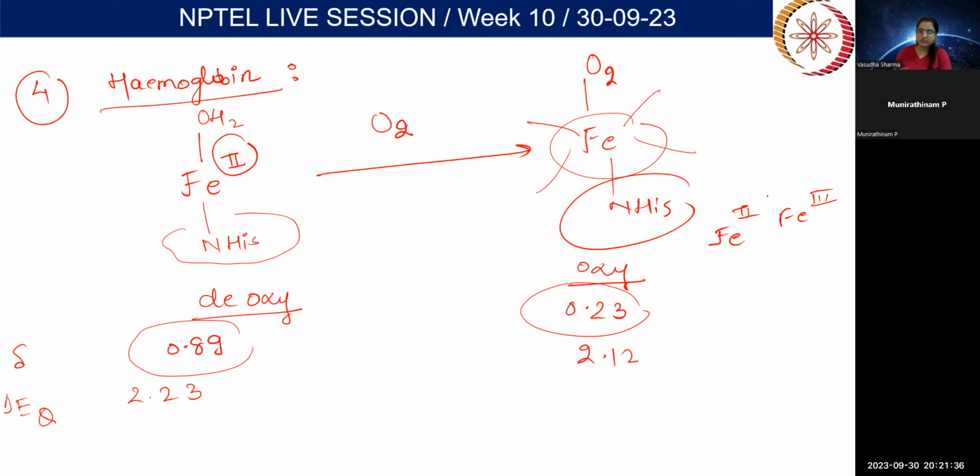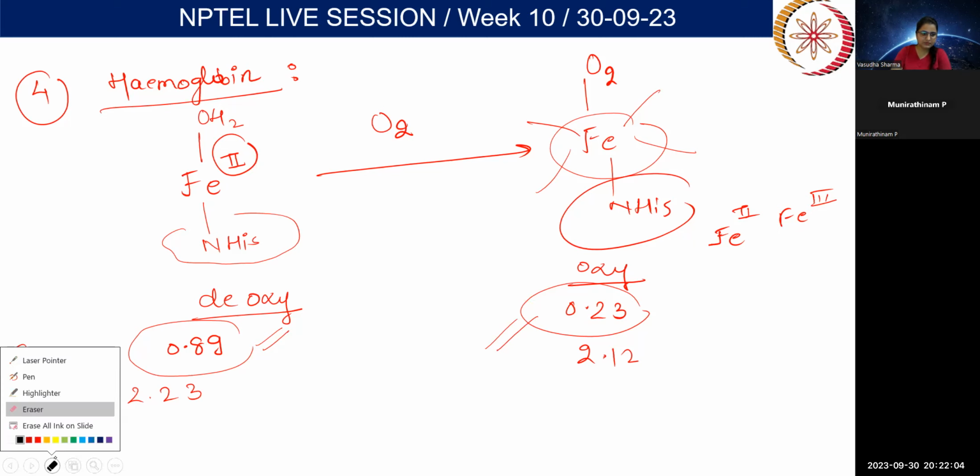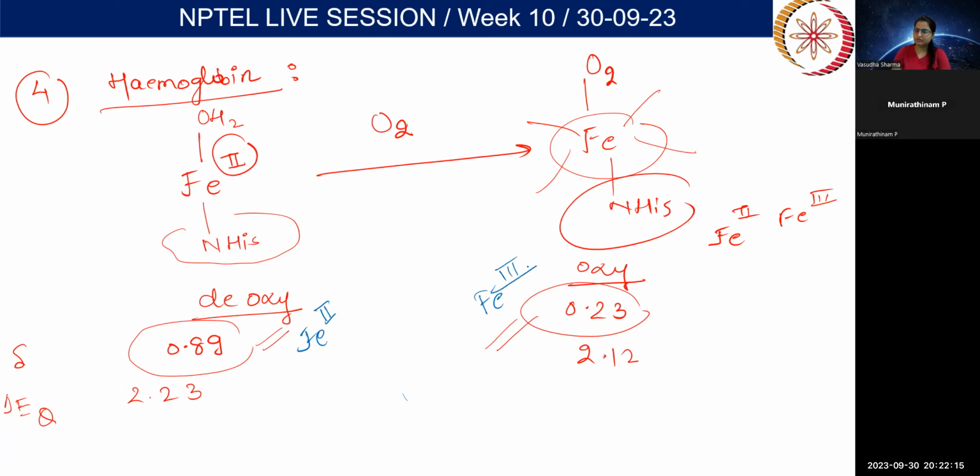Fe+2 is more, yeah, right. So out of 0.89 and 0.23, which one is more positive? 0.89 is more positive, ma'am. Right. So now assign which one is iron 2 and which one is iron 3. 0.89 is iron 2, ma'am. 0.23 is iron 3, ma'am. Right. So here we got to know that in the oxy form it's +3.